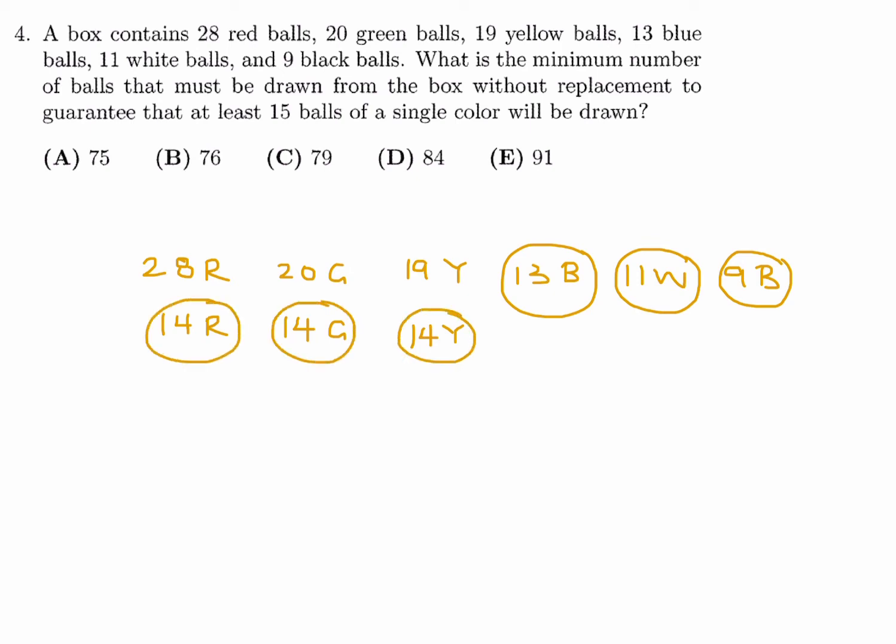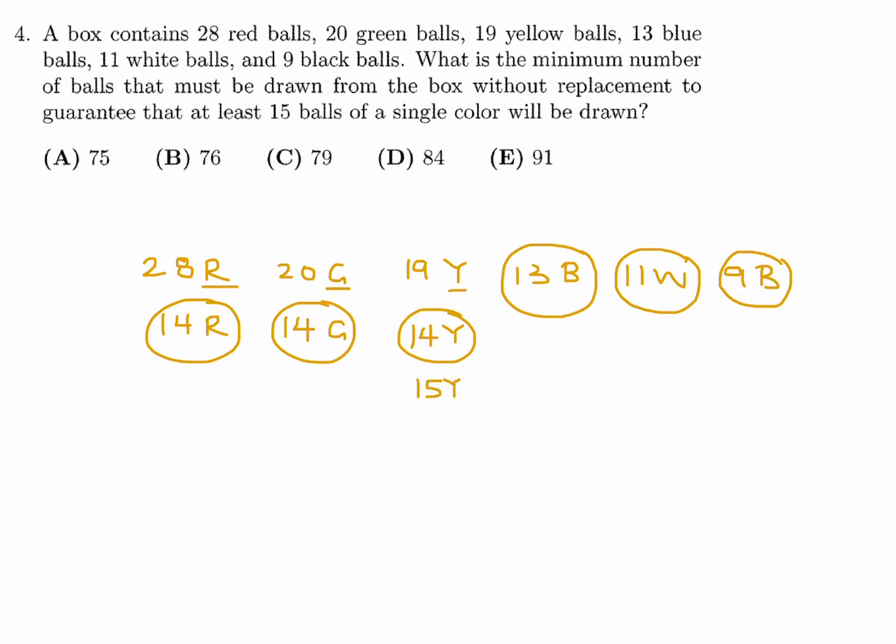But at this point, the very next ball I draw has to be either red, green, or yellow, since these guys are all gone. And that next ball would bring one of those numbers up to 15. So for example, if I drew a yellow ball, it would bring this yellow total up to 15.